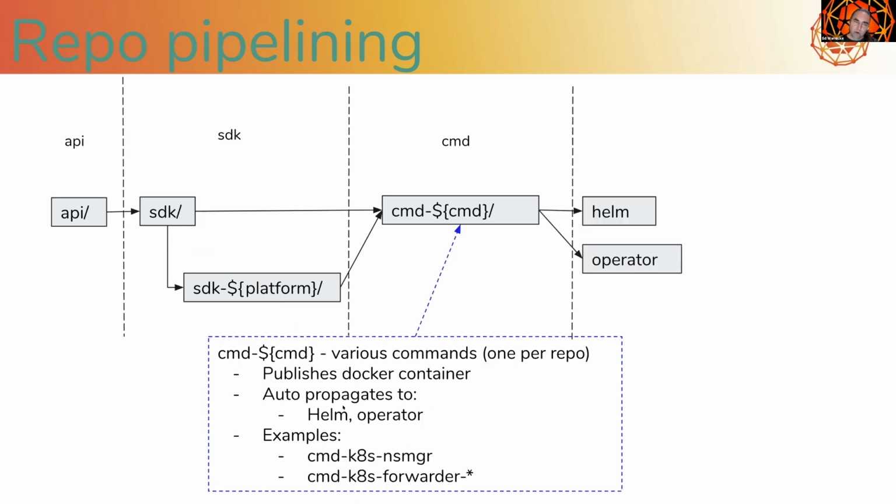And these individual commands are the components we know and love. They're things like command K8s network service manager or command K8s forwarder dash something. And these different command repos are those individual components, but again, all of them are either service registries or NSCs at the end of the day that do some small part of the work involved in getting you what you really asked for from network service mesh.